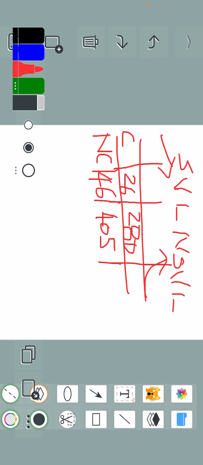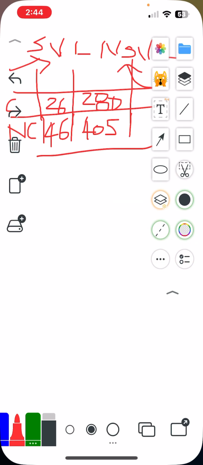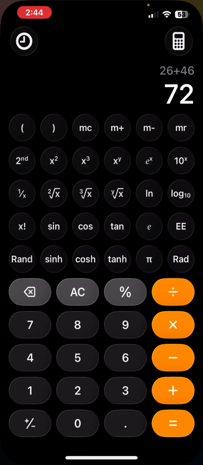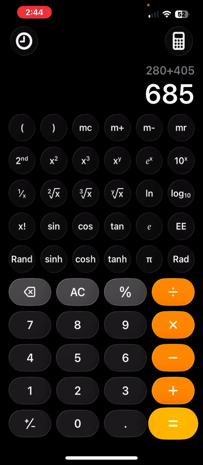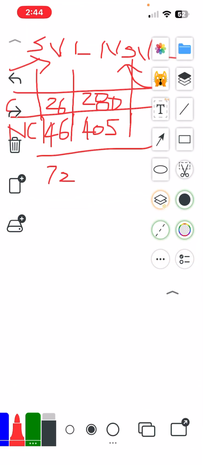Now your total over here is 26 plus 46, which comes around 72. So this will be 72 at the bottom. And over here you have 280 plus 405, so that comes around 685. So you've got 72 over here, 685 over here.